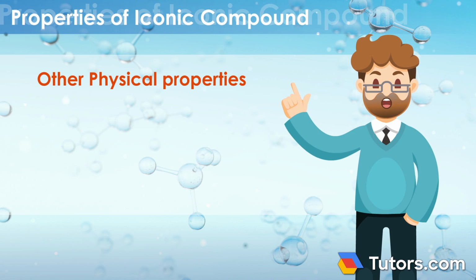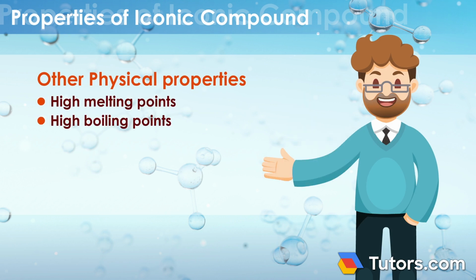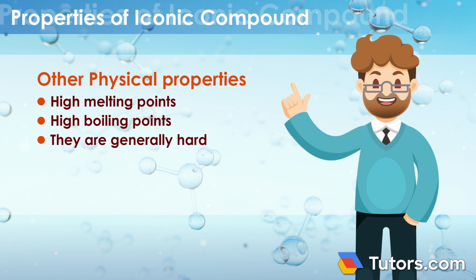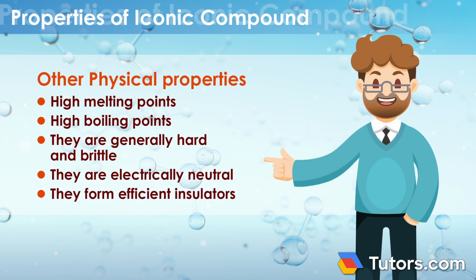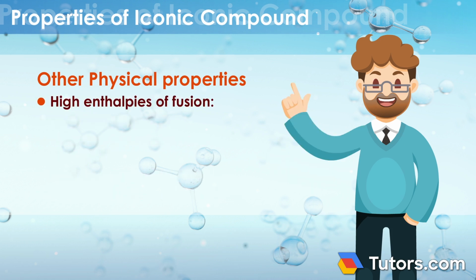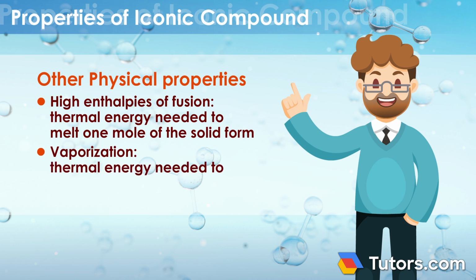Other physical properties of ionic compounds are high melting points and high boiling points. They are generally hard and brittle. They are electrically neutral. They form efficient insulators. High enthalpies of fusion, thermal energy needed to melt 1 mole of the solid form, and vaporization, thermal energy needed to vaporize 1 mole of the liquid form.